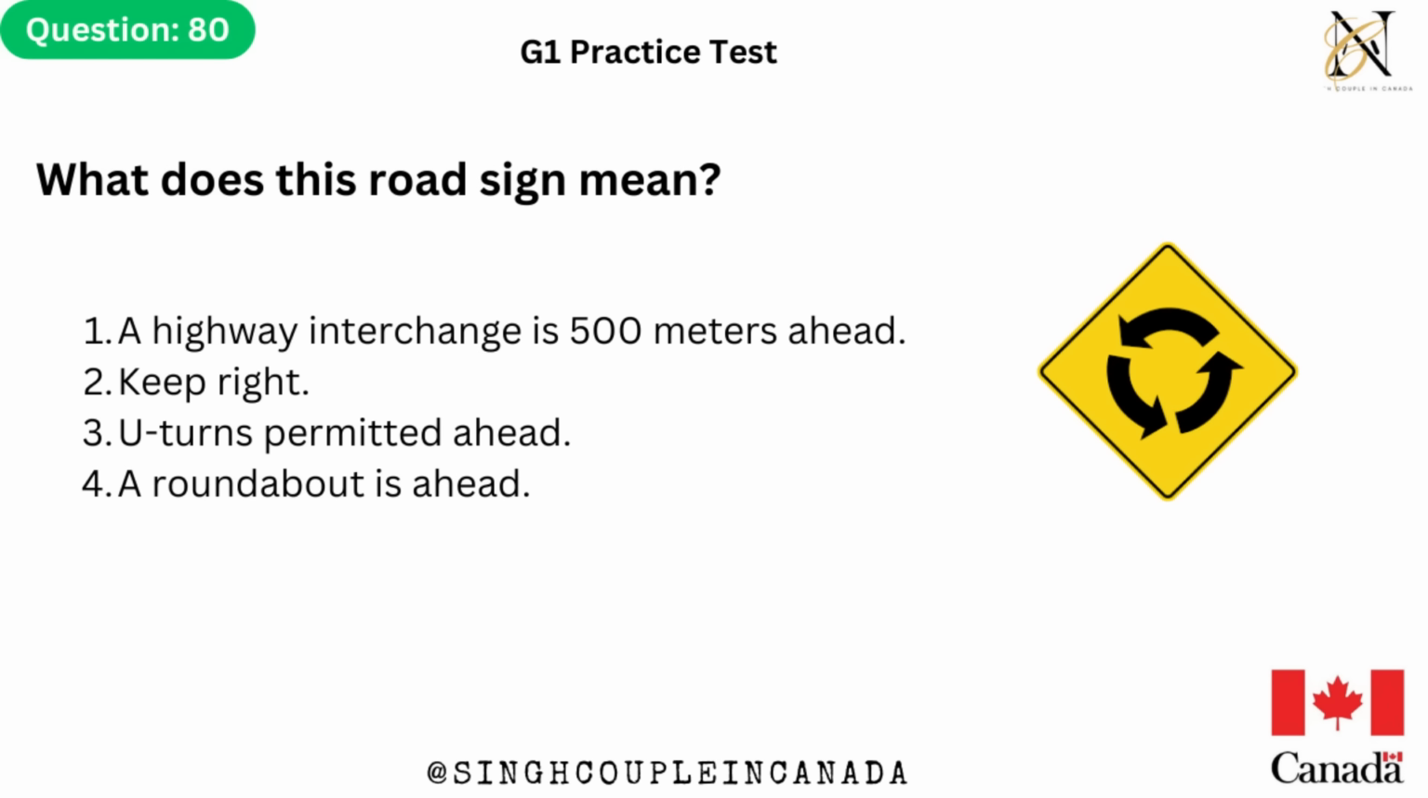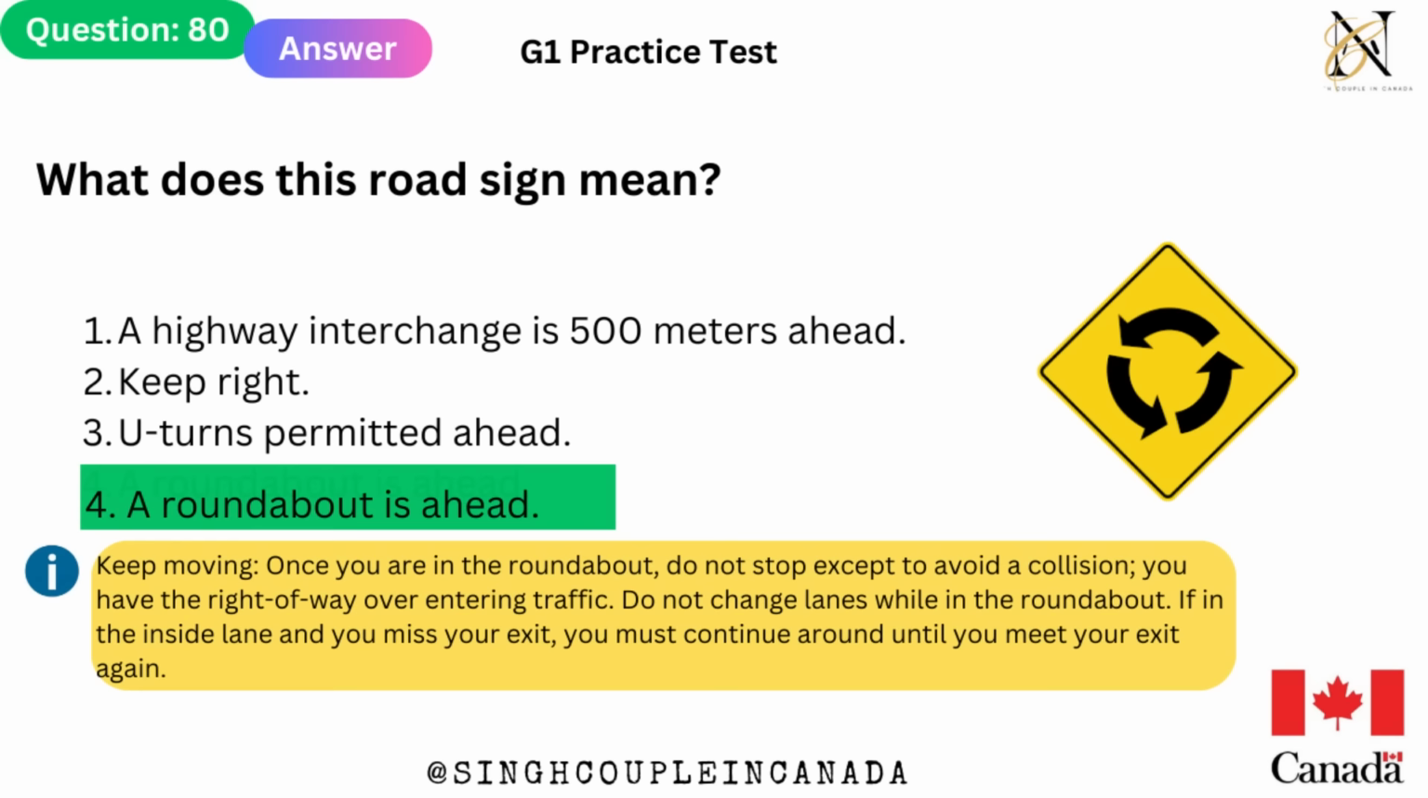What does this road sign mean? 1. A highway interchange is 500 meters ahead. 2. Keep right. 3. U-turns permitted ahead. 4. A roundabout is ahead. The answer is 4. A roundabout is ahead.